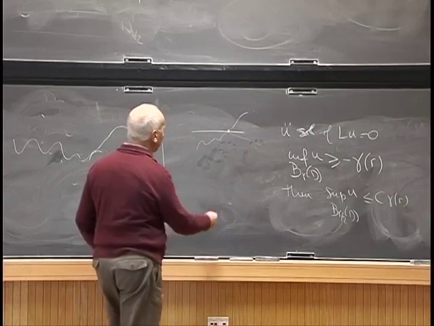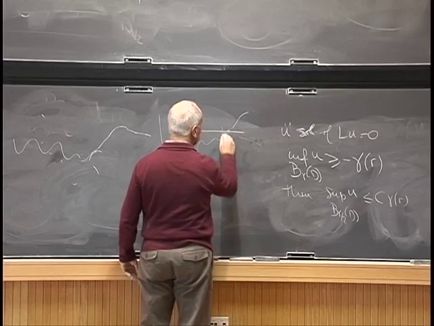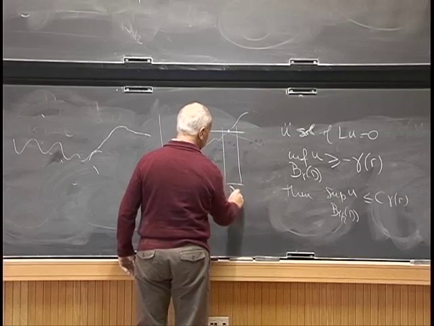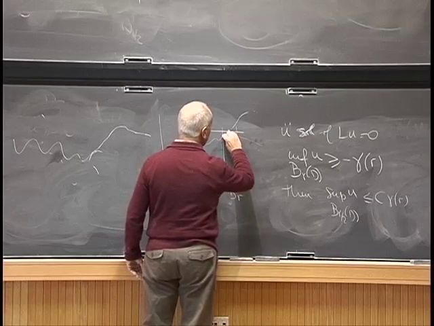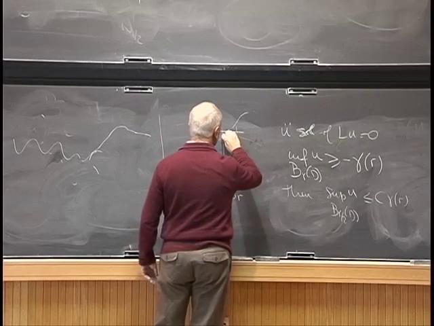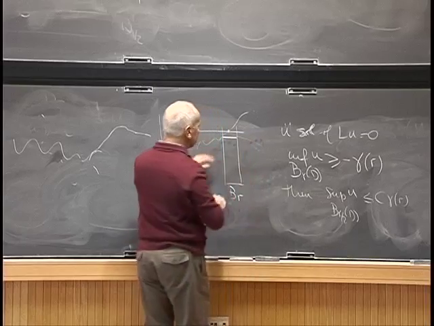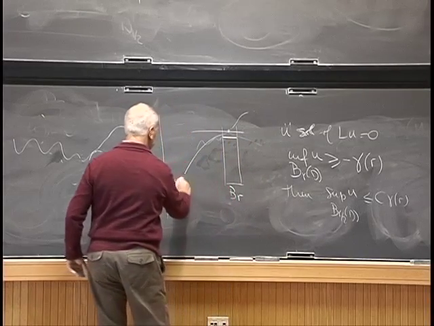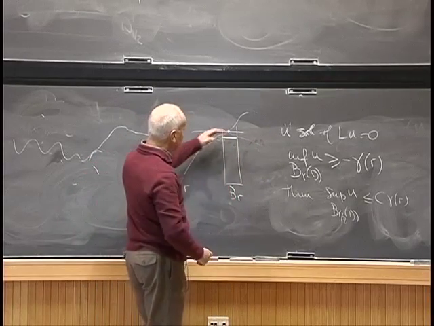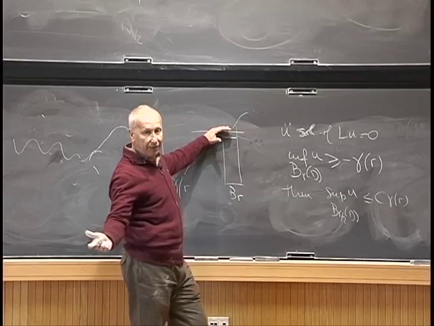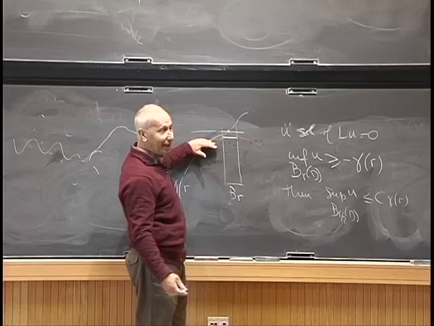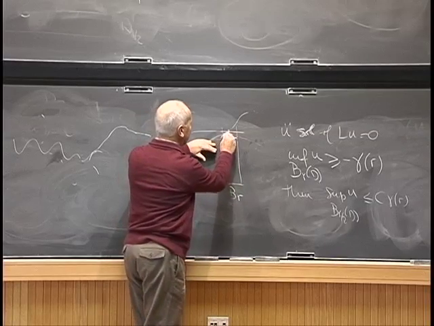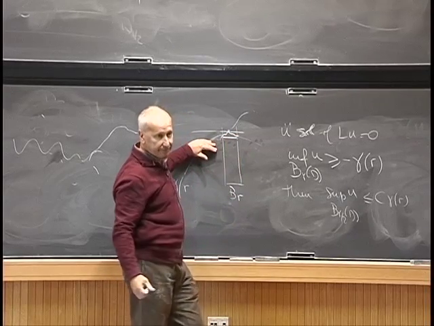And this is trivial. All you do is take the ball of radius R, and in the ball of radius R, if you subtract its constant, the constant gamma of R, U plus gamma of R becomes positive. In other words, if I make this my zero line, this graph becomes positive.